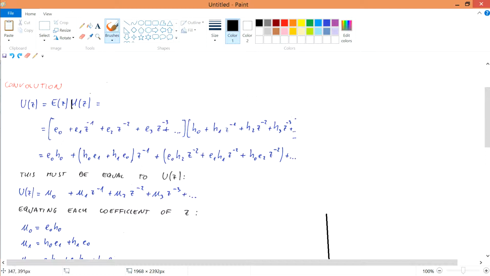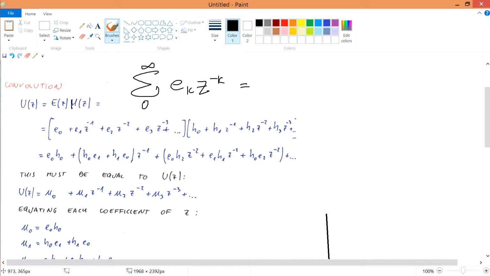Alright, for the causal part, let's start. EZ over here, remember, is the input. It comes from EK. If you Z transform EK, you have EZ. The Z transform states that you are summing from 0 to infinity of EK times Z to the minus K. This is the Z transform.